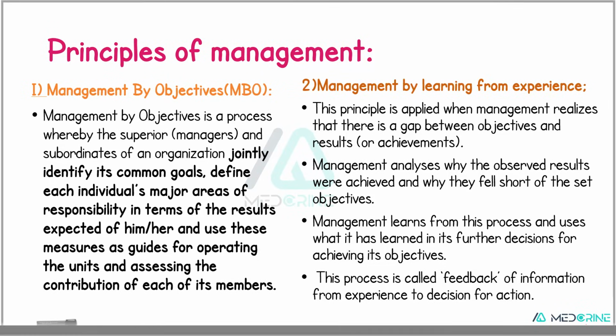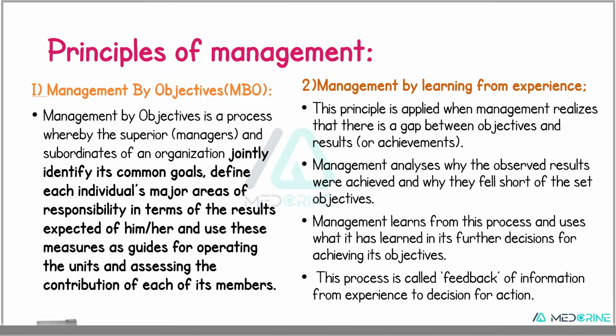Principles of management. Principle number 1 is management by objectives, or MBO. Management by objectives is a process where the superior managers and subordinates of an organization jointly identify its common goal. They define each individual's major areas of responsibility in terms of results expected of him or her, and use these measures as a guide for operating the units and assessing the contribution of each of its members.